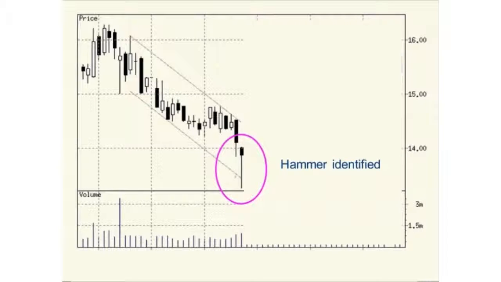If you're a bit more aggressive, what you may want to do is actually buy the stock immediately upon identification of a hammer. But in that case, you're going to want to make sure you have a stop loss order in place such that you protect yourself in the event that the price happens to go in the opposite direction than you expect.